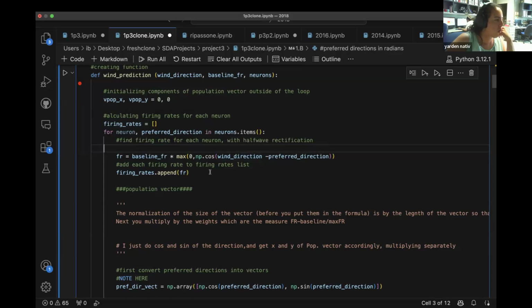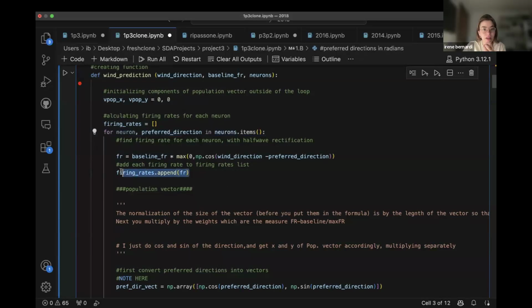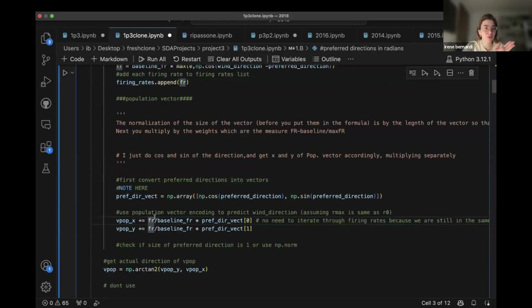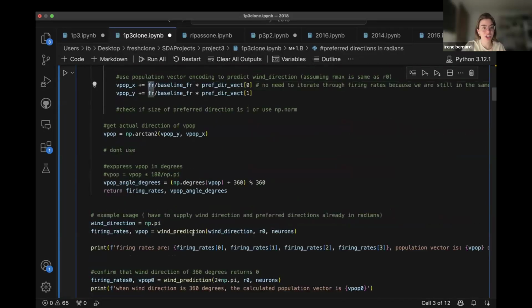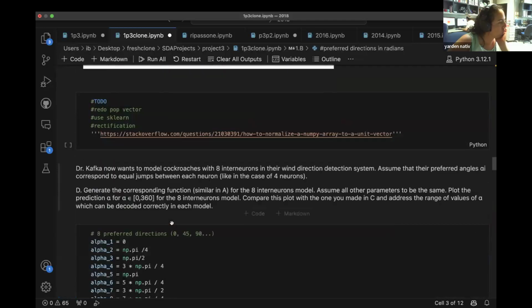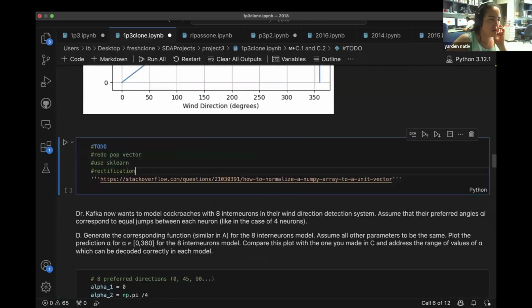Oh, Irene, maybe you used... I see that you have this for loop. So maybe you decoded only for each neuron instead of all the neurons together. But then I append the firing rate. Ah, yes, wait. Because here, I do it in the loop. For each firing, okay, I'll check this. Thank you. I'll check whether I'm doing it for all the neurons or only one of them.